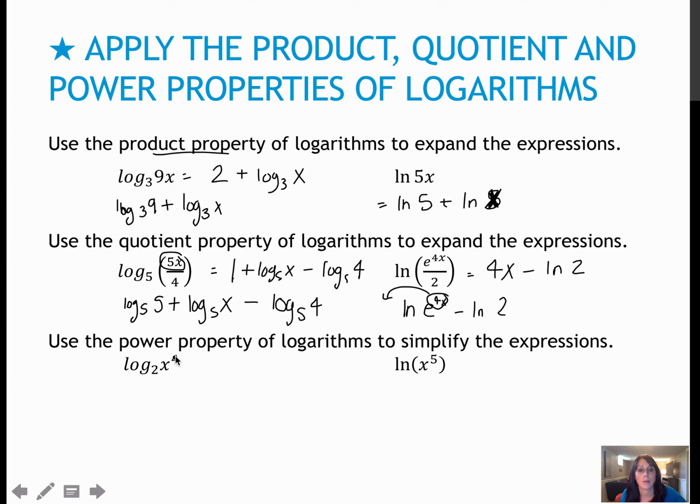And then the power property, again, I'm going to move that 4 out front, and then log base 2 of x. And here I'll move the 5 out front, and natural log of x.